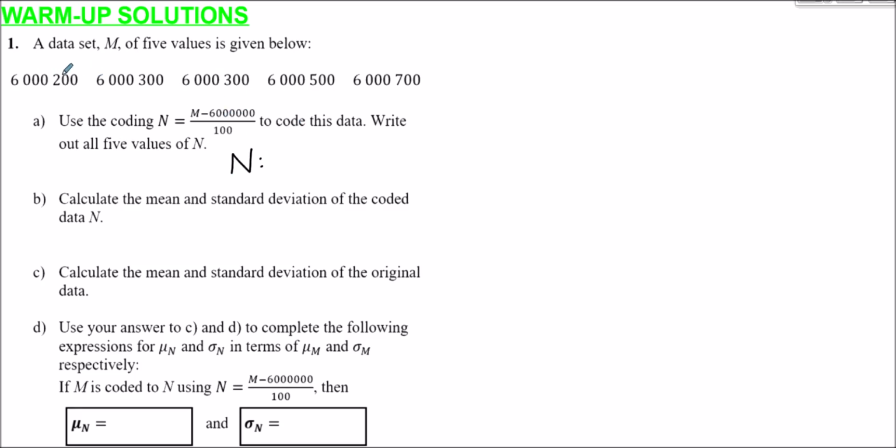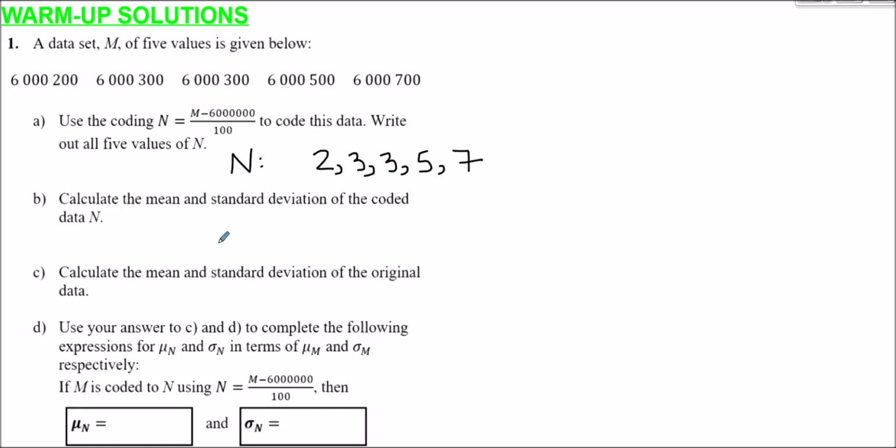So 6,200,000, take away 6 million, just leaves us with 200. 200 divided by 100 is 2. And in a similar way, all of these values will shrink very nicely. So that becomes 300 divided by 100, which is 3. That becomes 3 as well. That becomes 5. You can do this on a calculator if you want to, of course. And 6,700,000 minus 6 million, then divided by 100, leaves us with 7.